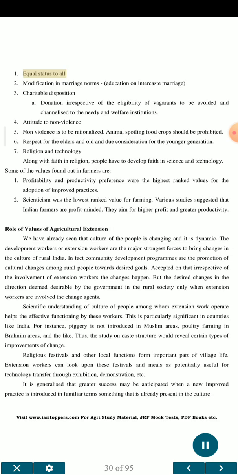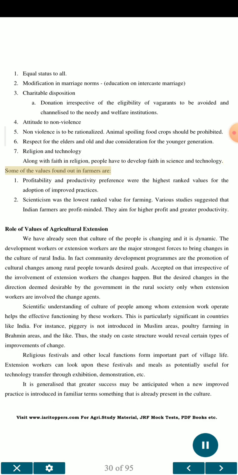1. Equal status to all. 2. Modification in marriage norms, education on intercaste marriage. 3. Charitable disposition. Donation irrespective of the eligibility of vagrants is to be avoided and channelized to the needy and welfare institutions. 4. Attitude to non-violence. 5. Non-violence is to be rationalized. Animals spoiling food crops should be prohibited. 6. Respect for the elders and old, and due consideration for the younger generation. 7. Religion and technology. Along with faith in religion, people have to develop faith in science and technology.